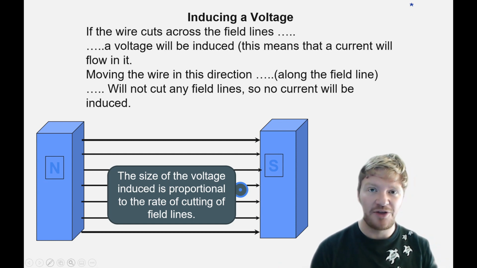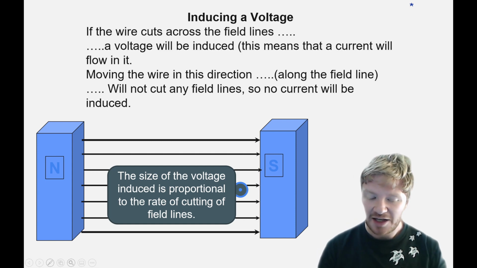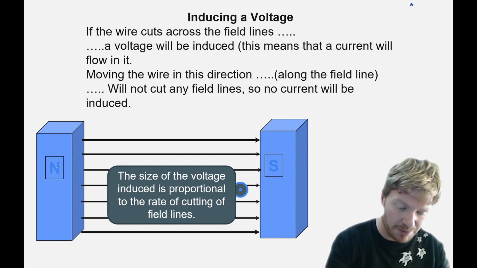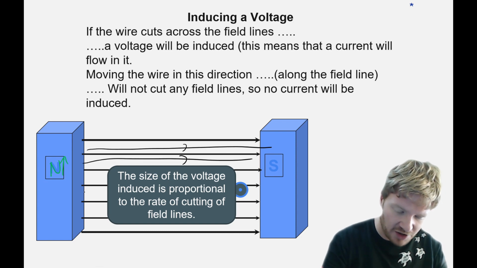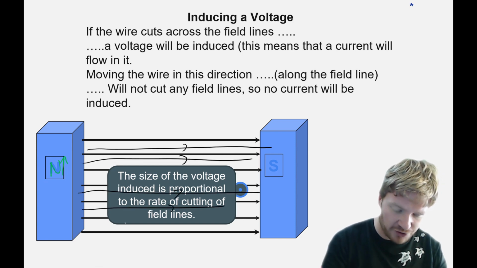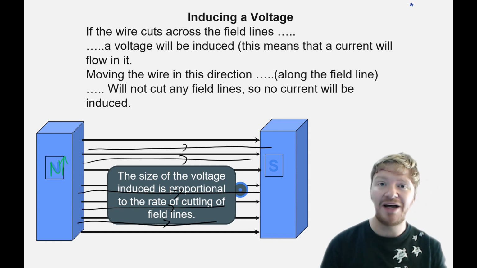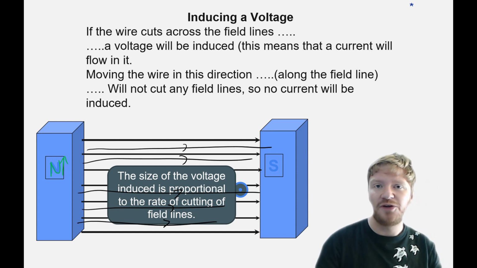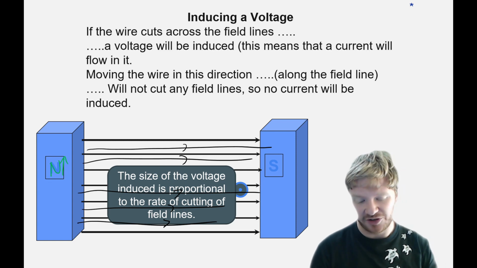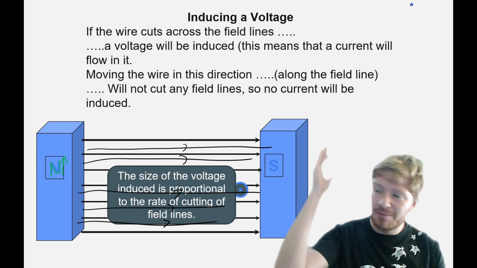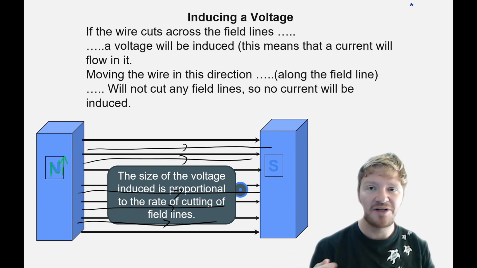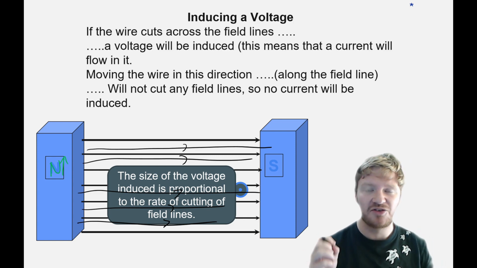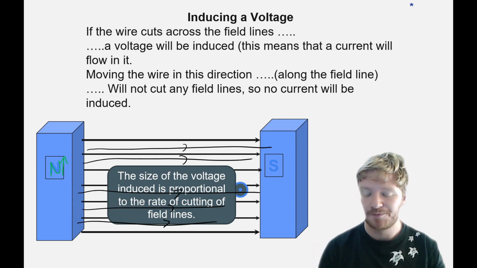So straight away you should be able to think, well, how can I make a generator more powerful? If I have a stronger magnet, so I make this magnet a bigger magnet, then what I'll get is extra field lines between here and here, because we say that the number of field lines is proportional to the strength of the magnet. So if I have a stronger magnet, then I'm going to cut more field lines every second, which means I'll get a bigger voltage. Similarly, if I move faster, then I'm going to cut through more of these field lines, so I'm going to get more current, because it's the rate, so it's the amount of field lines cut per second.